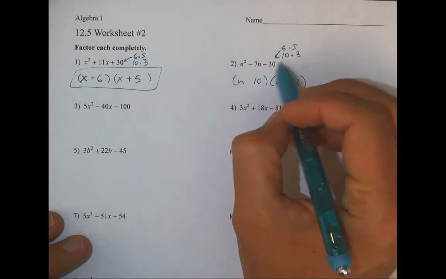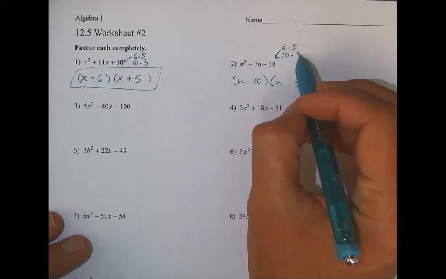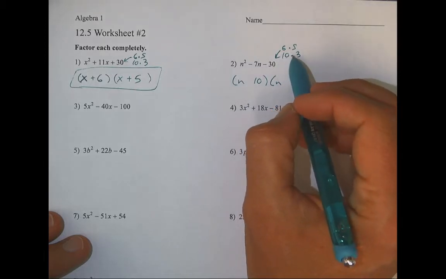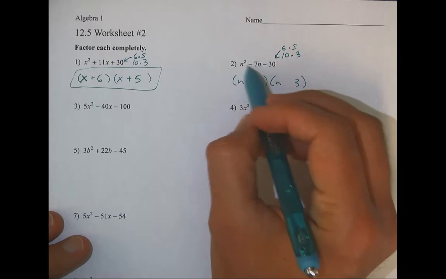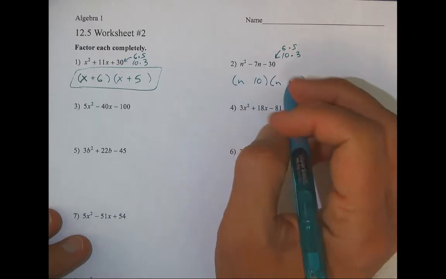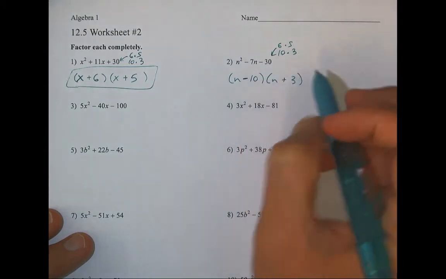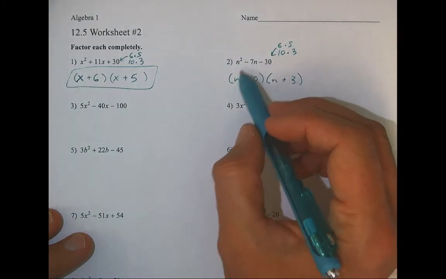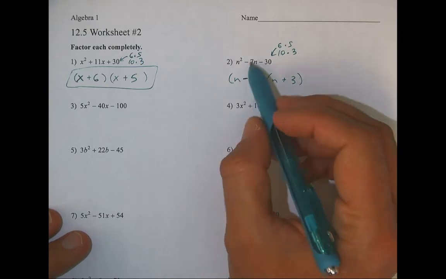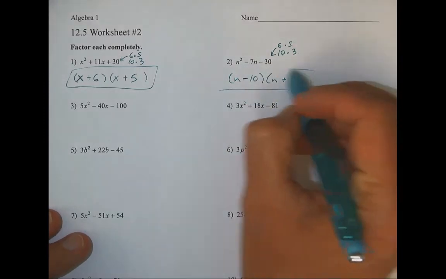They're multiplying to a negative 30, so it's either negative 10 times 3 or positive 10 times negative 3. Because they have to add up to a negative, I need more negatives than positives. So I need to put the negative on the 10, positive on the 3. So I'd end up with a 3n and a negative 10n, which will give me the negative 7.